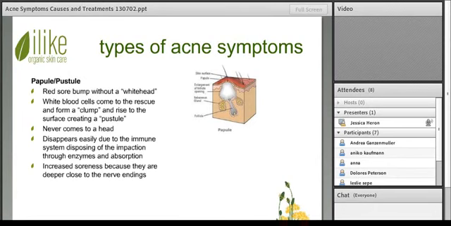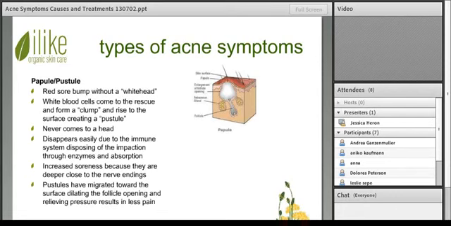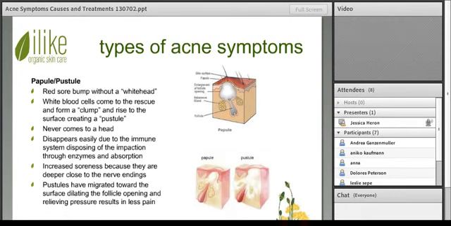Papules have increased soreness because they are deeper and closer to the nerve endings. A pustule, when it rises to the surface of the skin, if we can draw that out, actually releases a lot of that pain. Pustules migrate toward the surface, dilating the follicle opening, and then relieve the pressure, so this results in less pain. At this point it's a good time when it can be removed or extracted, because there's not as much pain, it's come to the surface, and the skin can be softened or exfoliated or disencrusted to aid in the extraction.